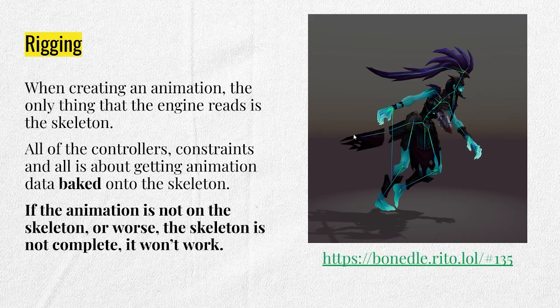The thing about rigging and skeletons, if something's going to move, it needs a joint, it needs a bone. And you all need to bake that onto the skeleton that you're putting into Engine. If the animation is not on the skeleton, or worse, the skeleton is not complete, it just won't work. And that comes from people who are doing a lot of shape key nonsense on a mesh and then threw it into Engine. It's like, what's happening? It's not on the skeleton, man. It's not going to work. Sorry.